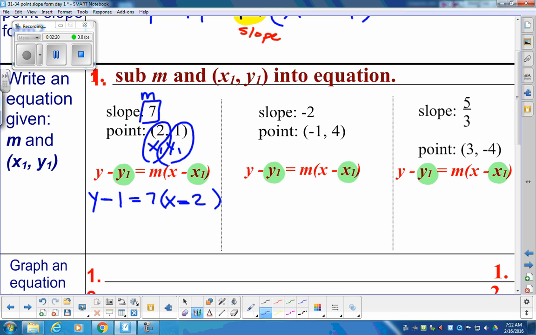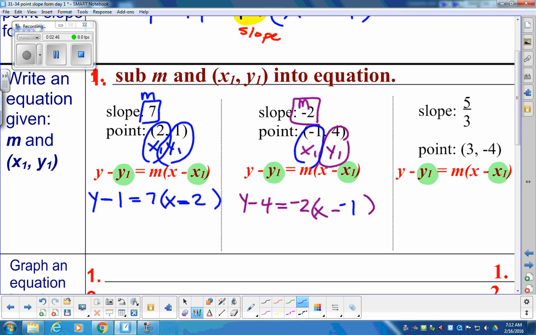All right, if I'm going too fast, go ahead and pause that video. Otherwise, we have slope is -2. We have x1, y1 here. So we end up having y stop sign minus the y1 value. The y1 value is right here, which is 4, equals the slope is -2. And then we have x minus that x1 value is -1. So there's my problem there.